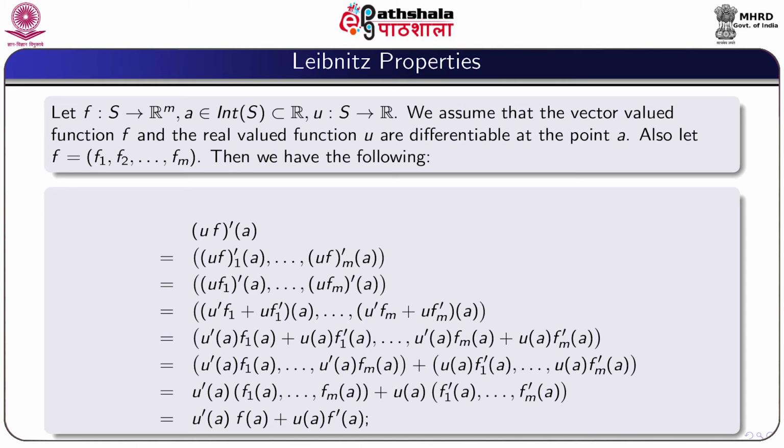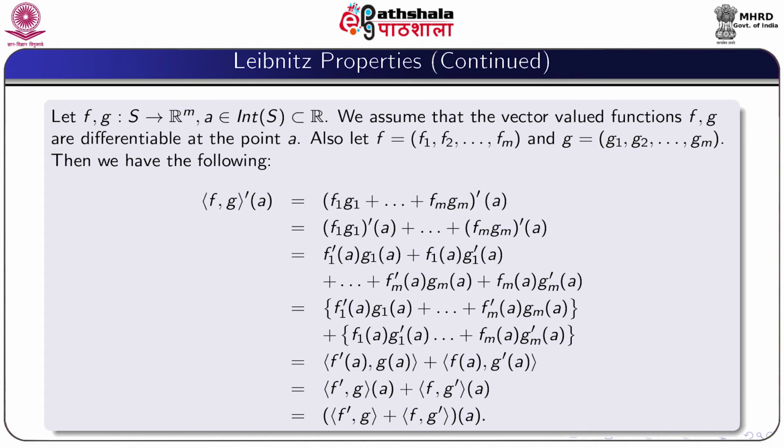After linearity, it is now time to check the Leibniz properties. We assume another function u which is defined on S and is real valued, and we are trying to find out the derivative of the function u f at the point A. We can easily check from these calculations that the derivative of u f at the point A equals u dash a f a plus u a f dash a. If we look at the last line, u dash a is a real number, f a is a member of R m. u a is a real number, f dash a is a member of R m. So, we have an element in R m.